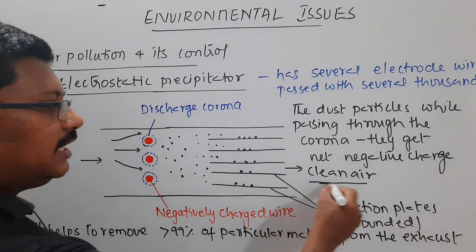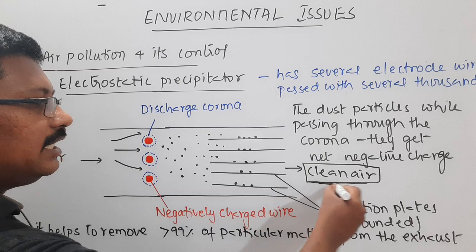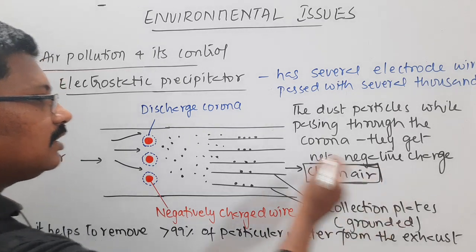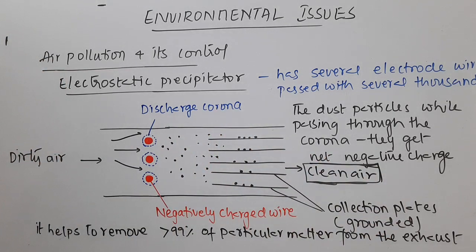And finally it releases clean air into the atmosphere, meaning air without the particulate matter. So this is how the electrostatic precipitator is used in removing particulate matter, right?